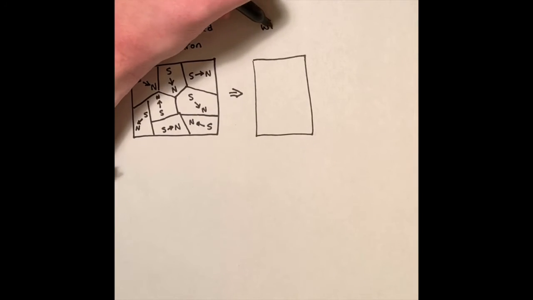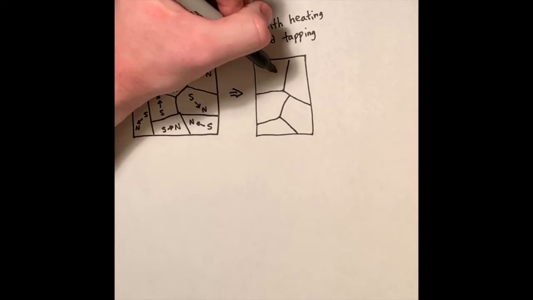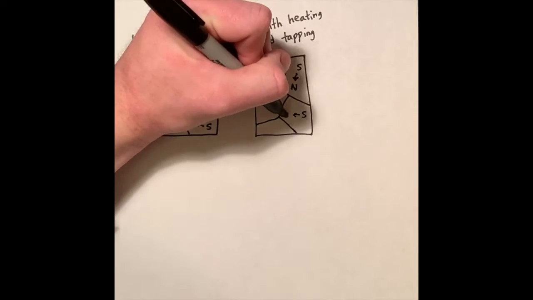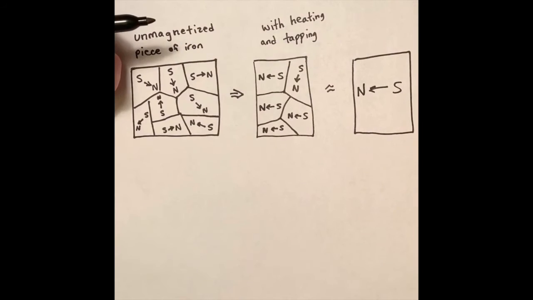Tiny regions or domains of the piece of iron were initially arranged randomly, canceling out any outstanding magnetic fields. But upon placement in between a north and south pole, and upon heating and tapping, those domains grew and aligned more uniformly, resulting in a magnetized piece of iron, which you can now do cool stuff with.